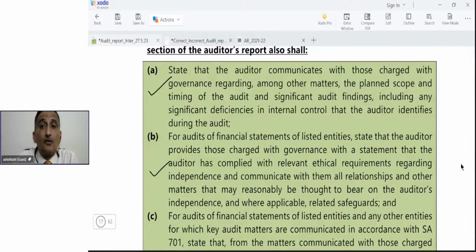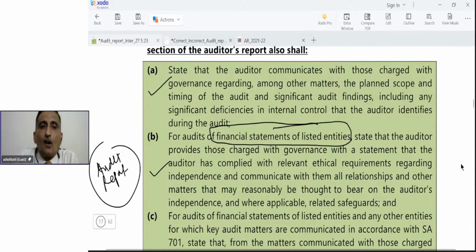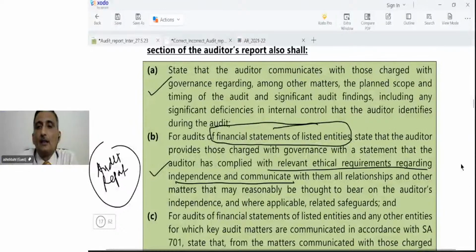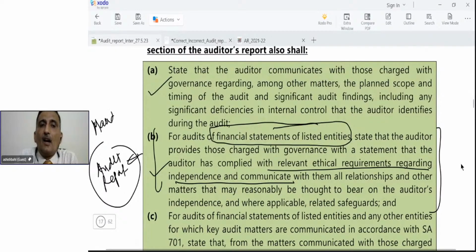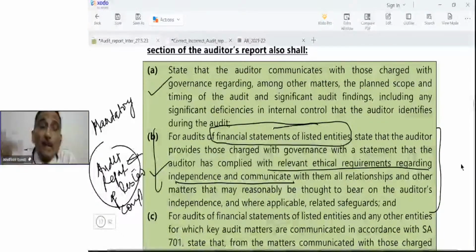And to state that in case of listed entities, it is compulsory for the auditors to state in the audit report itself that they have complied with all the ethical requirements and independence. So again, this is a very important point. It is mandatory in audit reports of listed companies. Why is it mandatory? Because in listed companies, public interest is involved. कहीं दुनिया पब्लिक है, शेयर होल्डर लाखों लाखों, 10 लाख 20 लाख करोड़ शेयर होल्डर हो सकते हैं किसी कंपनी के.